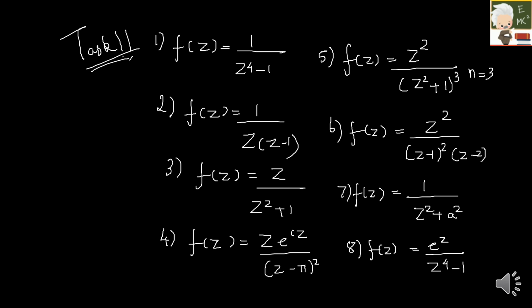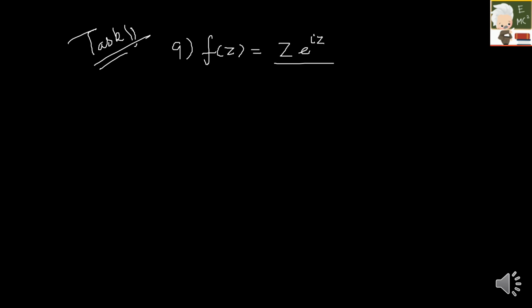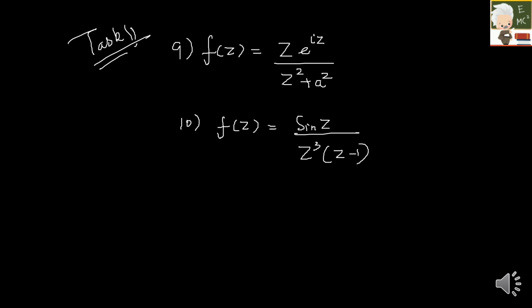So our problem doesn't end here. I have still 4 more problems. So let me write those also. So again, this is the task only. So the ninth question here it is, f of z is equal to z e raised to iz by (z square plus a square). 10th question, it is f of z is equal to sine z by z cube into (z minus 1).